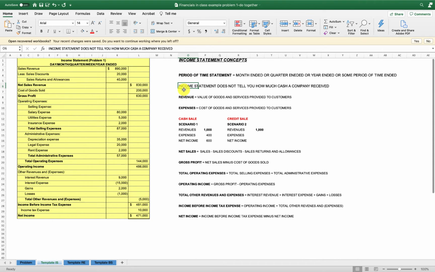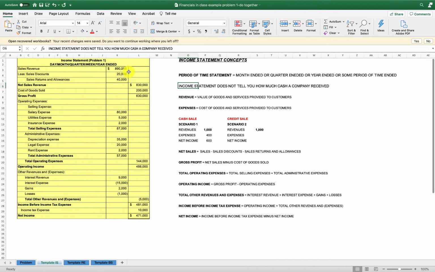The other thing that's important is that the income statement does not tell you how much cash a company received. And this is key because a lot of people, when they look at this, say, oh, this company had $890,000 in revenue. That means this company had $890,000 in cash. That is not true, right? And we'll learn more about that later when we deal with the accrual concept.